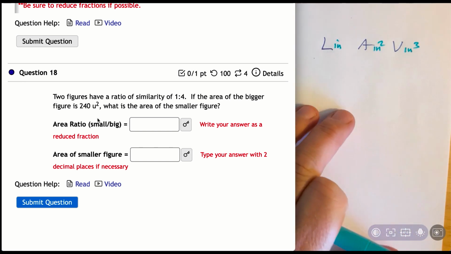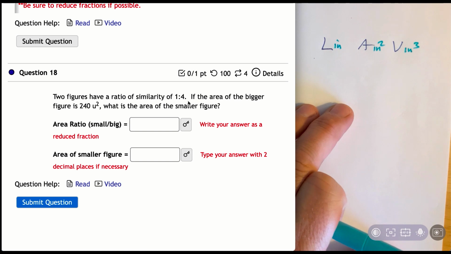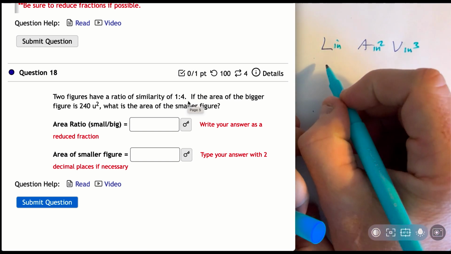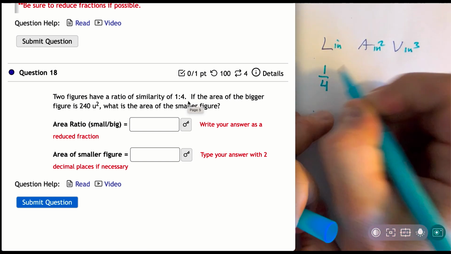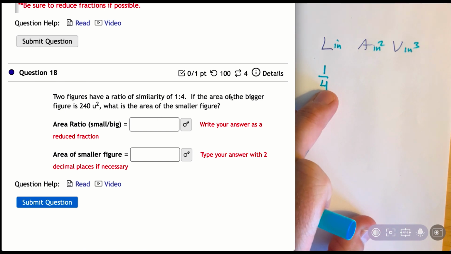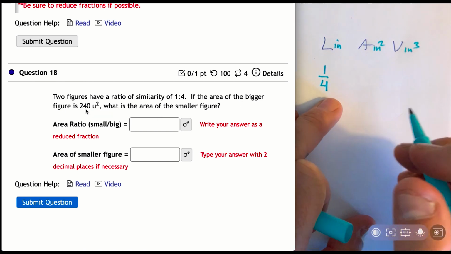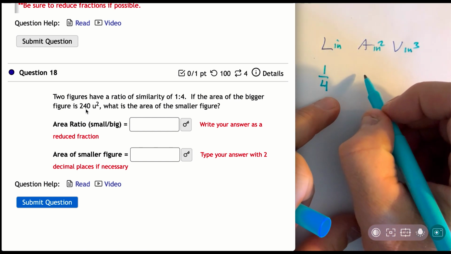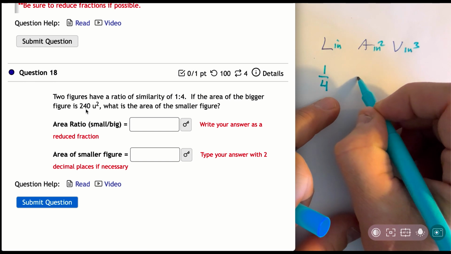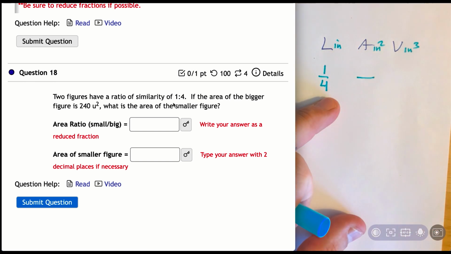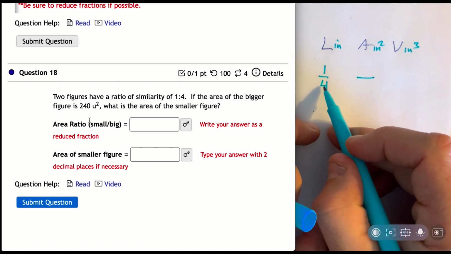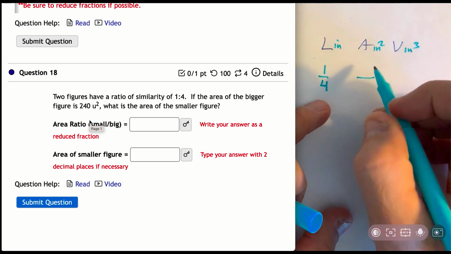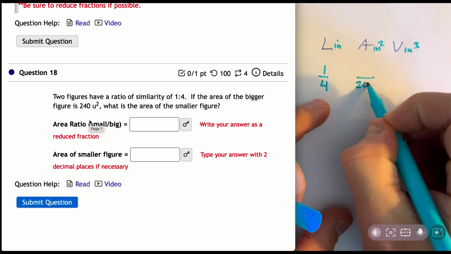As you fly through this last little part right here, you're going to notice it says you've got two figures in a ratio of 1 to 4. That's a linear ratio, 1 to 4. Okay. Then it says the area of the bigger figure is 240. So that 240 we put under the area blank. That would go like this, and it says that that is a bigger value, which is the lower part of this fraction, because 4 was the bigger number there too as well. So I put 240 right here.